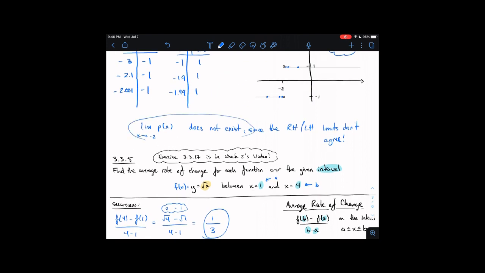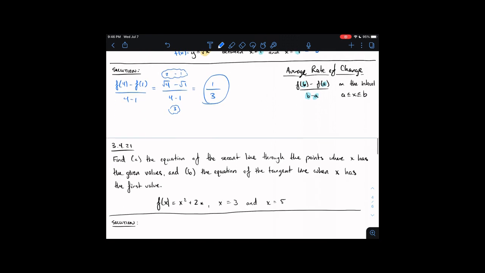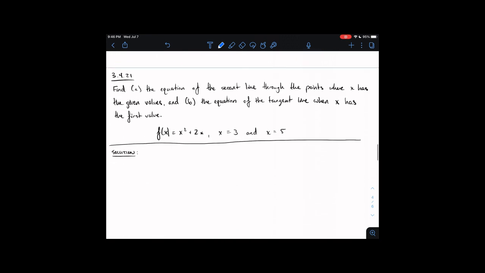I should circle this too. Okay, 2 left. So this one's probably the longest problem. It just has a couple parts to it. But the one after this is probably going to be most indicative of what you're going to see in the future and probably what you're looking at now. So 3.4.21, it's a 2-parter. It says find the equation of the secant line through the points where x has the given values, and b, the equation of the tangent line when x has the first value.